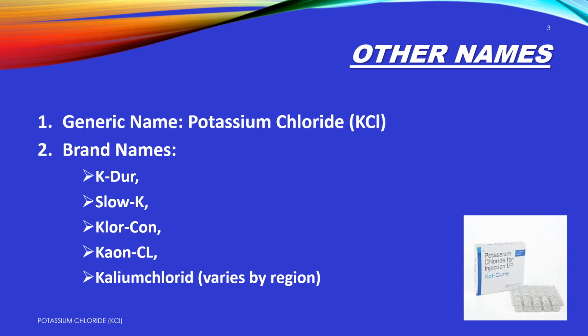Names for potassium chloride, KCl. 1. Generic name. Potassium chloride, KCl, the chemical name for the medication. 2. Brand names. K-Dur, a sustained-release tablet or capsule form of potassium chloride. Slow-K, a slow-release tablet form of potassium chloride. Chlorcon, a tablet or capsule form of potassium chloride, often used to treat low potassium levels.